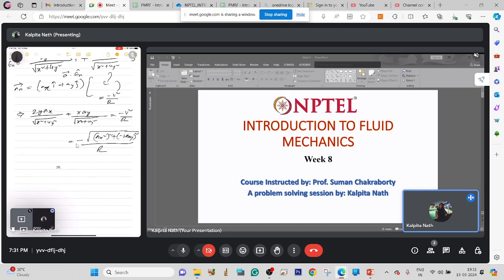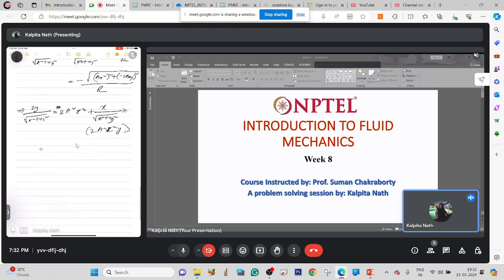So if we will find that out, that will be 2y upon root over x square plus 4y square multiplied by 2a square x cube, plus x upon root over x square plus 4y square multiplied by 2a square x square y.